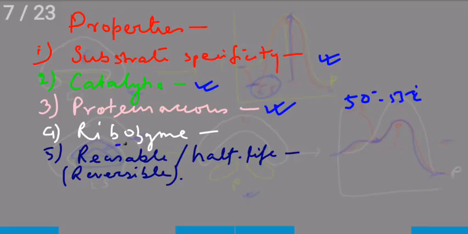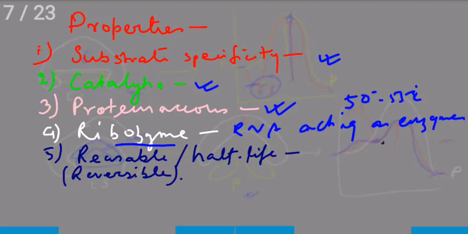But there are certain cases like ribozymes, RNA acting as enzymes or catalysts. This is called ribozyme. Such examples are found in case of 23S rRNA of protein synthesis, and also in case of group 1 and group 2 splicing introns.